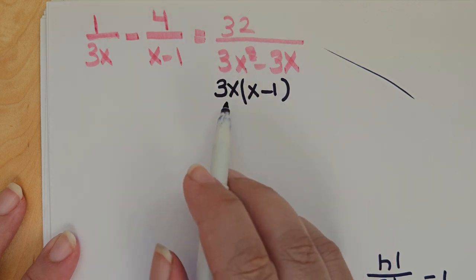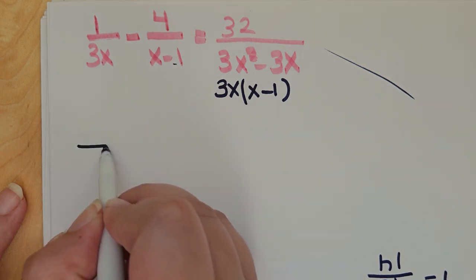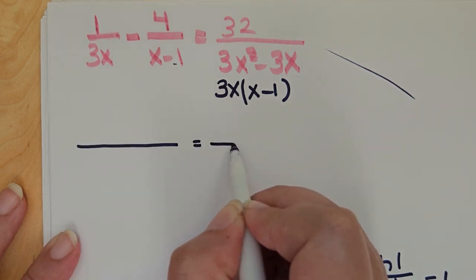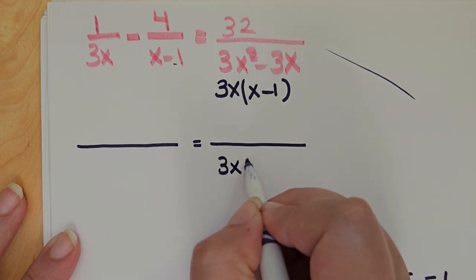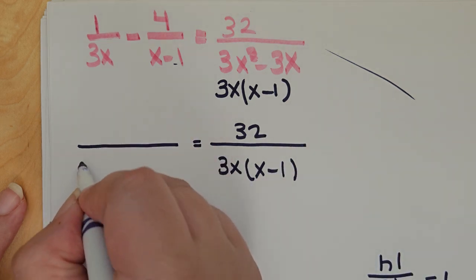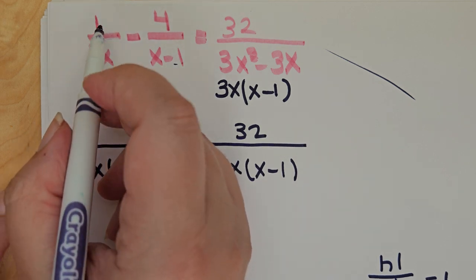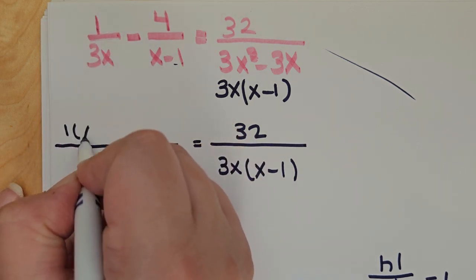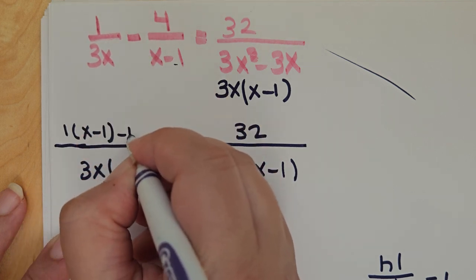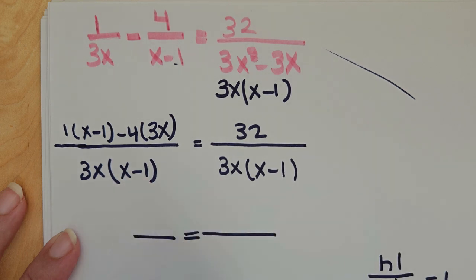Now, what I will see is that 3x and x minus 1 are repeating in the denominator of the other side. So I'll do a common denominator on the left side. The common denominator would be exactly the same, 3x multiplied by x minus 1. Now I have to simplify. As you can see, the denominators of both fractions are the same.